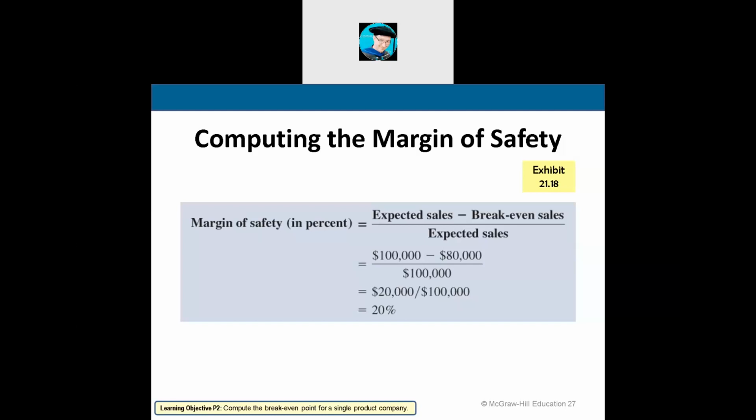So here's how margin of safety works. We take the expected sales, how much in terms of sales dollars I expect to sell, minus my break-even point in sales dollars, divided by my expected sales. So expected sales minus my break-even is 20,000 in this example. My expected sales is 100,000, which gives me a margin of safety of 20%. I feel that if I had a 20% margin, I would be safe. That's what margin of safety means.